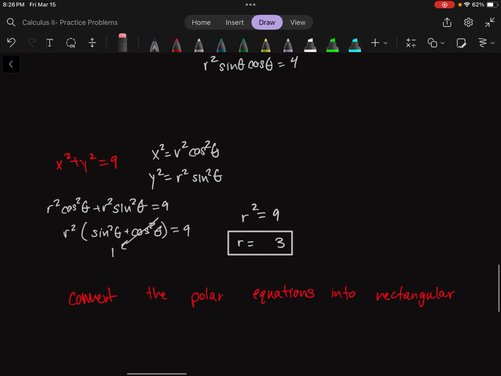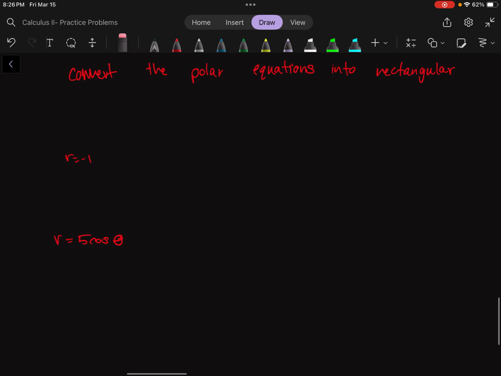So what if we're going the other way, converting polar equations into rectangular? Well, r equals negative 1, like I said, that's the same as r equals 1, right? It's just a circle with radius 1. So what we could do is square both sides, and then we have r squared equals 1. And then we could replace that r squared. This is now something in our toolbox: x squared plus y squared equals r squared. Now we have x squared plus y squared equals 1.